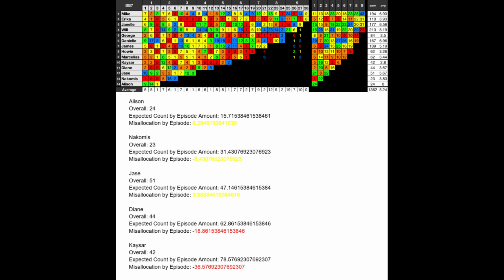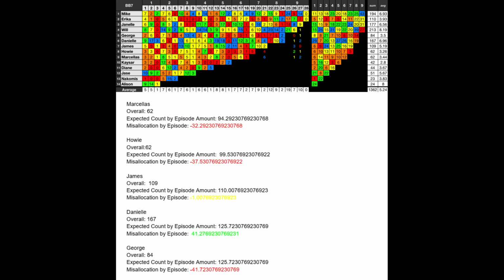Kesa has an overall diary room count of 42, and his expected count by episode amount is 78.57. This causes a huge misallocation for him, as his is negative 36.57, meaning that he only has a bit more than half of the diary rooms that he should have gotten for a fair, balanced edit. So Marcellus has an overall diary room count of 62, and his expected count by the amount of episodes he lasted is 94.29, causing for a negative 32.29 misallocation, meaning that he only got two-thirds of the amount of diary rooms that he should have gotten for a fair distribution edit.